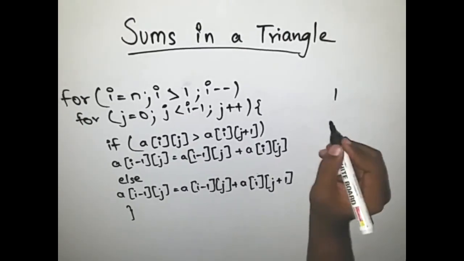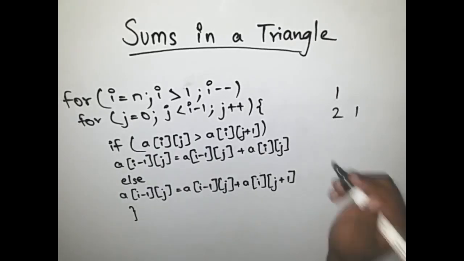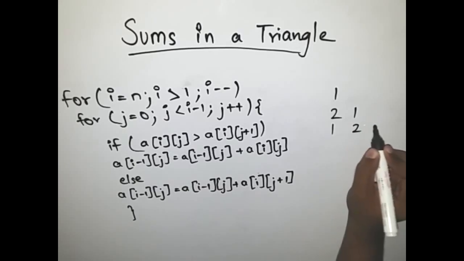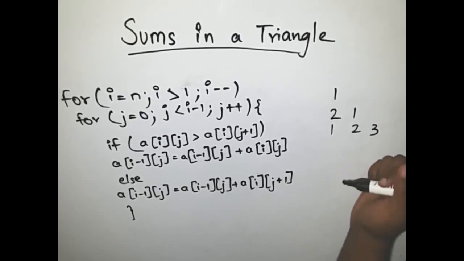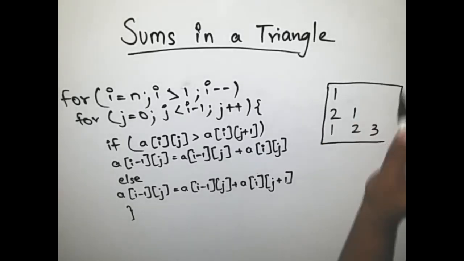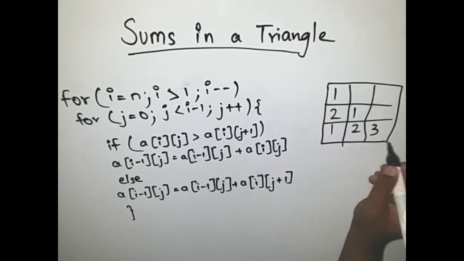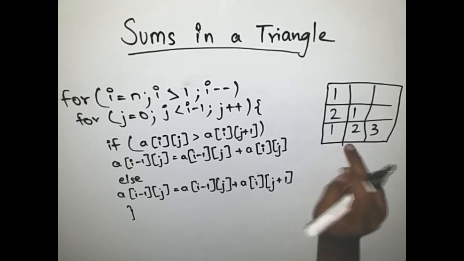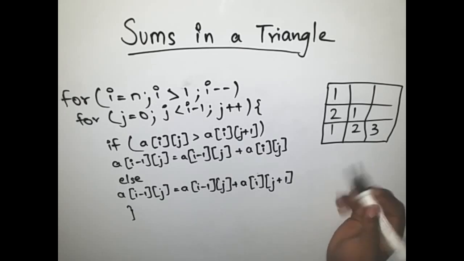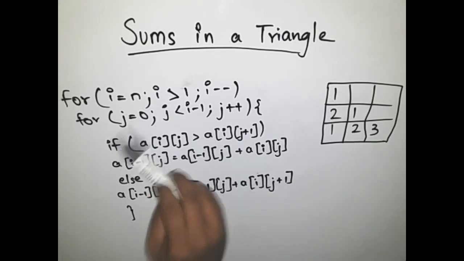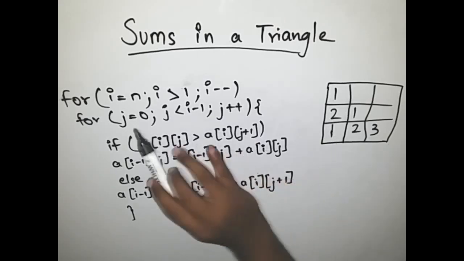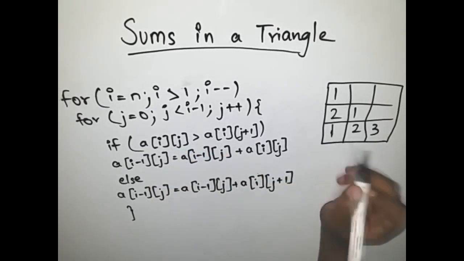This triangle has only 3 rows. So let's see if we could solve this example with this algorithm. So we store it in a 3 by 3 array, 2-dimensional array of course, and then let's see if this approach works here. We'll start with I equal to n, so I equal to 3 here, so it will be here, and j is 0 here, so we are talking about this element here.